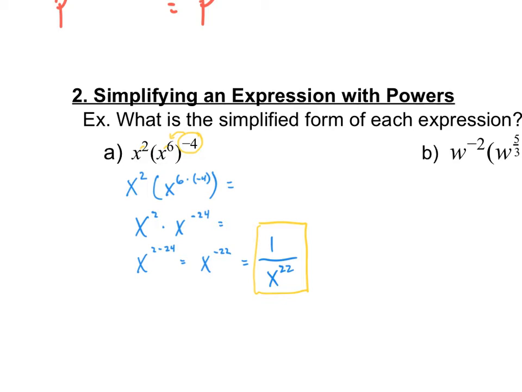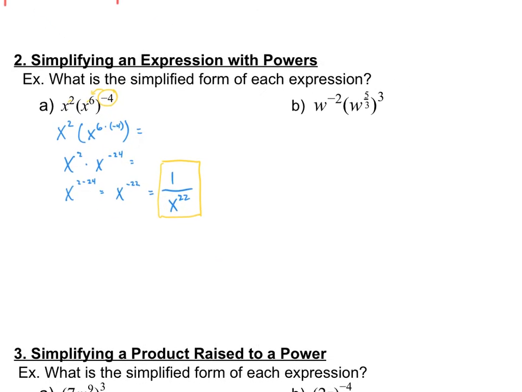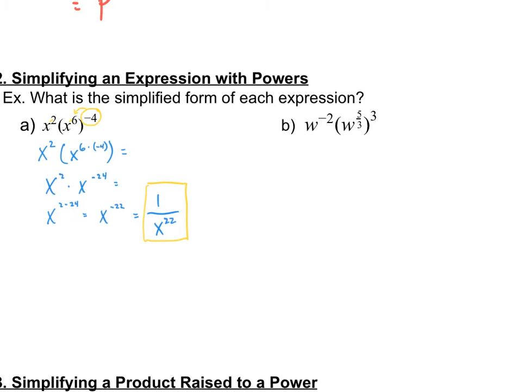Going through all the rules that we know, again, continuing to simplify until we have that positive exponent. We've combined everything that we can combine and have a positive exponent. So remember, looking at this next example, this negative 2 goes to that w, this 5/3 goes to that w, and this 3 goes to everything within the parentheses.